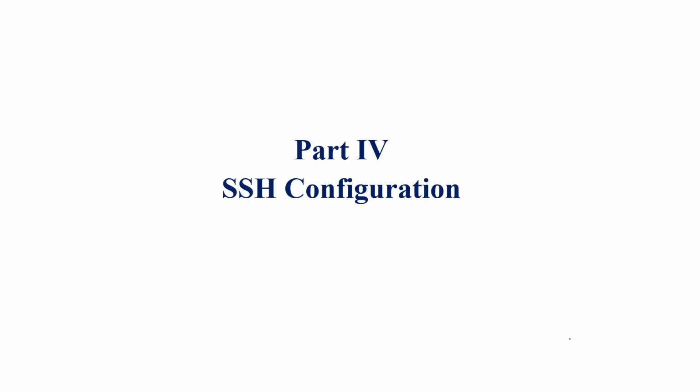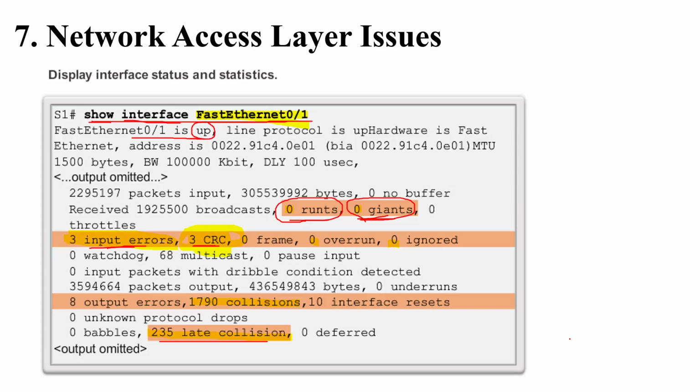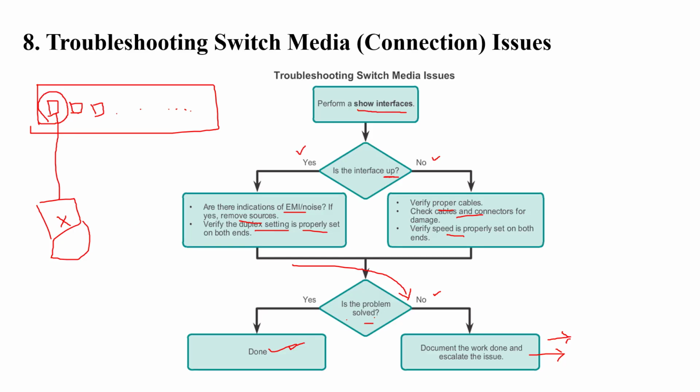So this is the end of this particular part. Let's recap what we studied. We studied how you can fix the errors. First, finding the errors. These are the different types of errors: runts, giants, input errors, CRC, output errors, collisions, late collisions. These may happen, different types of errors for every interface.